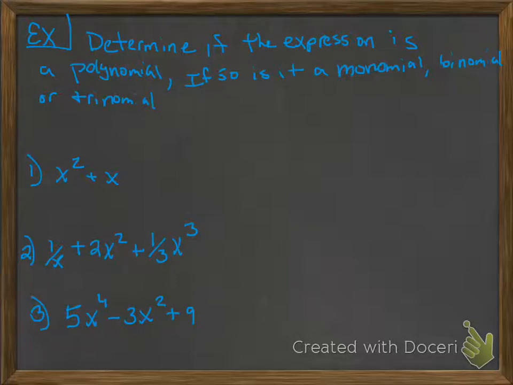So let's see here. Determine if the expression is a polynomial. If so, is it a mononomial? Does it have 1 term? Binomial, 2 terms? Or trinomial, 3 terms? So this first one is yes, it's a polynomial, because it has 2 terms, so that means it's a binomial.